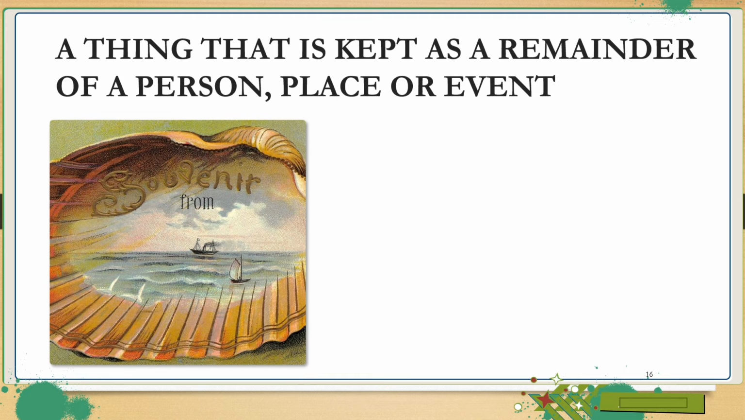Okay, moving further. A thing that is kept as a reminder of a person, place, or event. Now, we all happen to visit a place and buy something over there as a memory, or we click pictures to keep the memory alive that we visited the place and did these sorts of things. So that memory, or anything that we buy to keep it alive, is known as a souvenir. So a souvenir is a thing that is kept as a reminder of a person, place, or event.